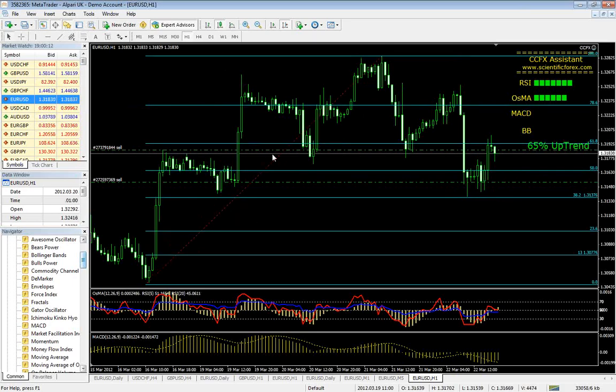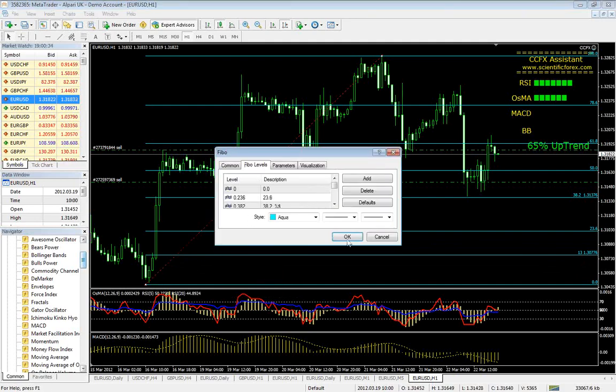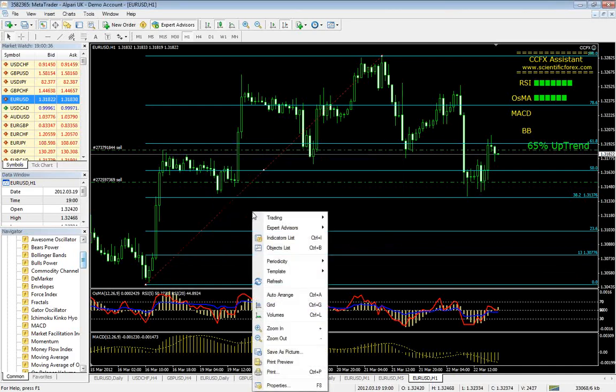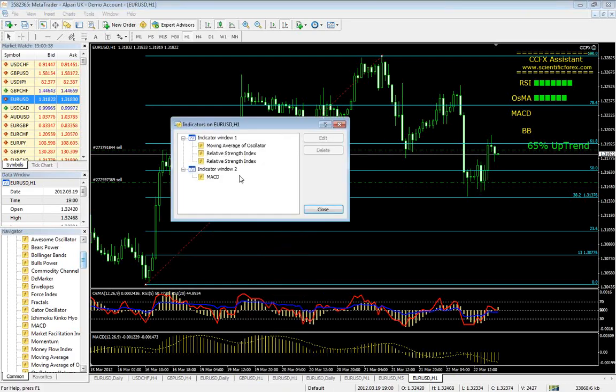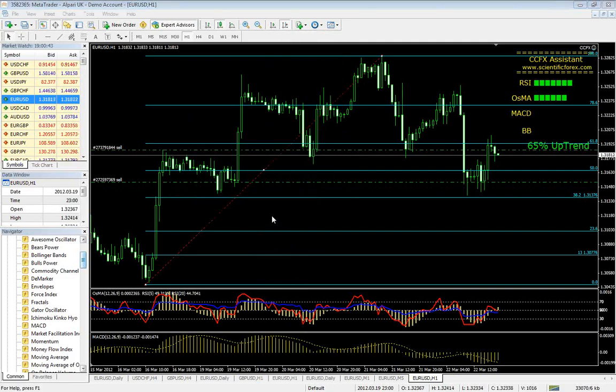Okay, double click on this line, which is a diagonal one. So double click on that one. You can see that it's being selected. Then right click where you can see these points or on the line and go to Fibo properties. Or what you can do also is just right click on your chart, go to indicator list, right click on the chart, go to object list.